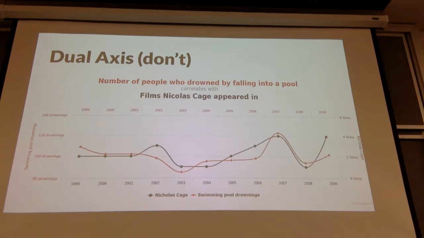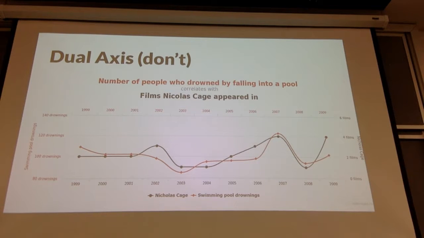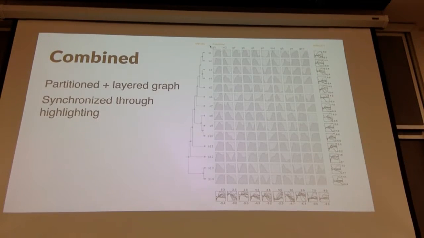Here we have dual axis. The number of people who drowned by falling into a pool correlates with films Nicolas Cage appeared in. You see we have 100 drownings, 120 drownings, and then 2, 3, and 4 films. And so just by rescaling appropriately, we can actually find correlations and show trends where there are none. So this is actually from a website. I think I put the link into the slides, but it's a website of various correlations or something like that.